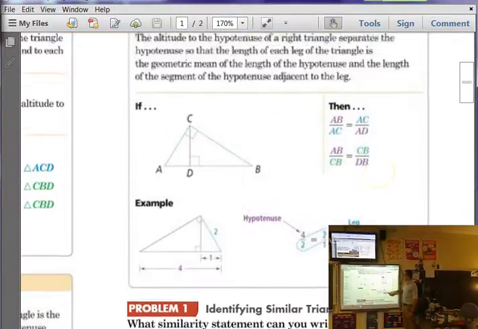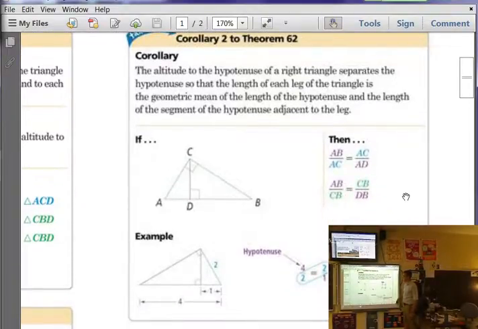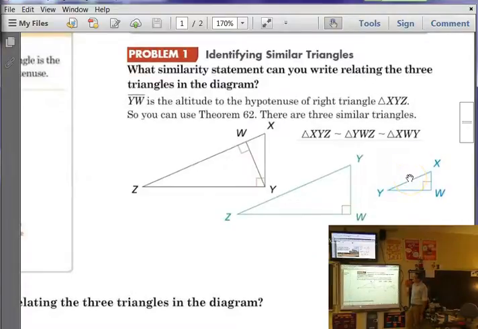And then this is basically the same thing. It's the corollary, so setting up a different proportion using different sections. So refer back to these as we need them. But identifying our similar triangles here, YW is the altitude to the hypotenuse of the right triangle.